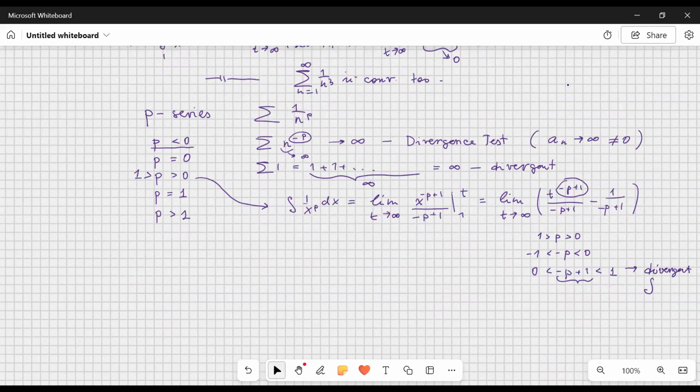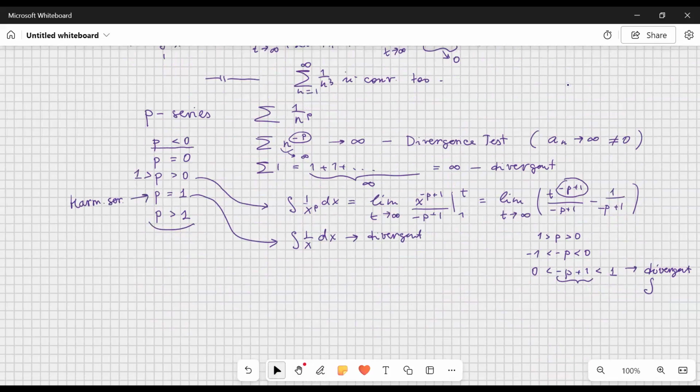integral. Okay? When p equals 1, we have the integral of 1 over x dx. We do know that this integral is divergent. And we call this the special harmonic series.